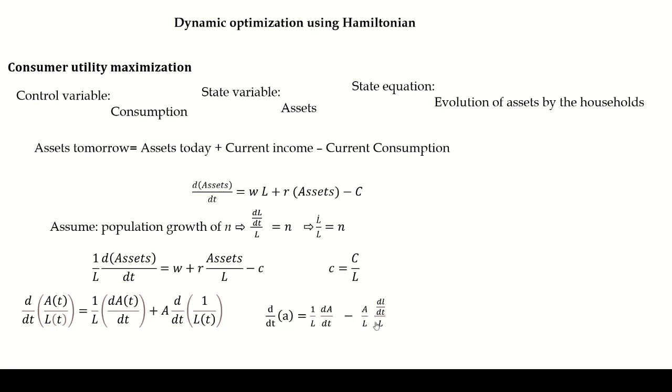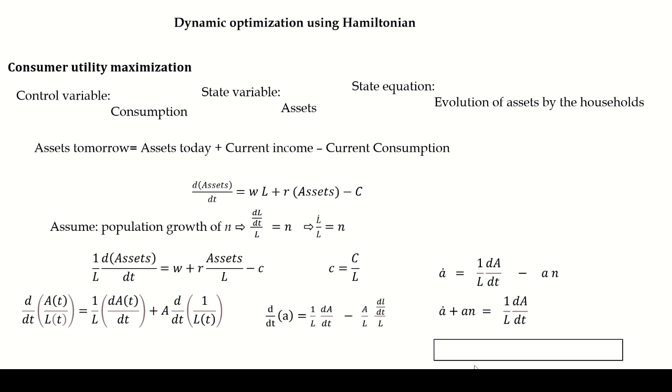With a little bit of simplification, I can see that I have a value here of 1 over L dA over dt, which I can bring to this side. Let's simplify one more step. Here I can write d over dt of small a as a dot, and this is the expression that we need, minus A over L as small a, and then dL over dt over L is n, as we said. What we need is the value of 1 over L dA over dt, and we substitute this into the state equation over here. When we substitute, we get this.